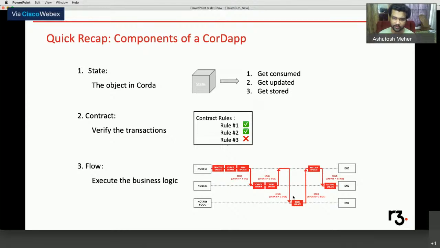So that's a pretty high level overview. I just wanted to take a few minutes to explain these three components of a CorDapp, because we'll be using that going forward in our webinar today.